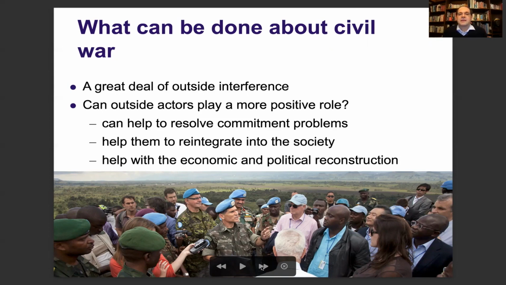So outside actors can resolve commitment problems by being a monitor of these situations and help therefore to reintegrate different groups into society. And of course, also by providing economic and political support in ways of rebuilding institutions, but also restructuring. And again, by overlooking the process, being like an impartial mediator. The problem, which is really very apparent in lots of conflicts, is that the willingness is not necessarily there, and very often there's a high level of distrust because of the negative experiences many parties had with outside interference.